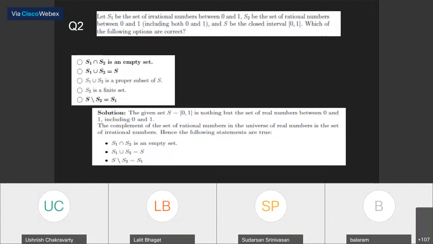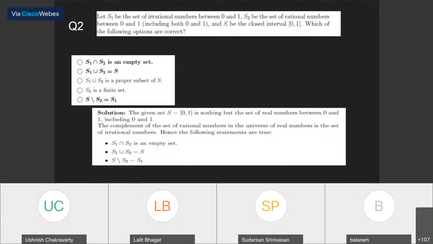So these two sets are mutually exclusive, right? So they cannot intersect with each other. Yes. So S1 and S2 cannot intersect with each other because they are completely different sets. One is irrational, one is rational. A number can either be rational or irrational. A number cannot be both rational and irrational at the same time. So they are mutually independent. So that means the intersection of those two sets must be an empty set. Okay.